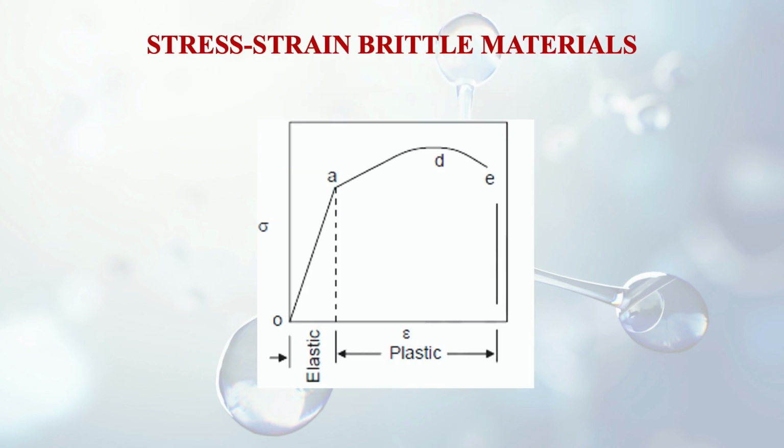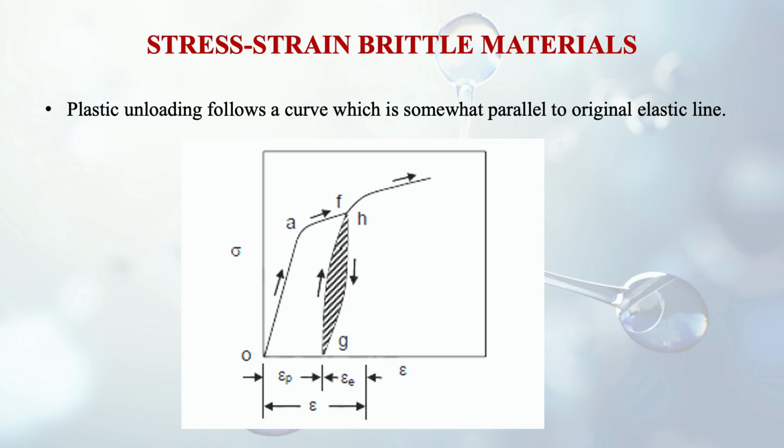After discussing the stress strain diagram for the brittle materials, let's move back again to the stress strain diagram for the ductile materials, where we shall discuss the elastic plastic deformations and the elastic plastic strains. These are very important because they are helpful in defining certain mechanical properties, which we are now going to discuss. Plastic unloading follows a curve which is somewhat parallel to the original elastic line. We see here that the original elastic line was a linear line. When we do the plastic unloading, it also follows the same path, but the remaining residual strain will always be there when we have reached the plastic limit.